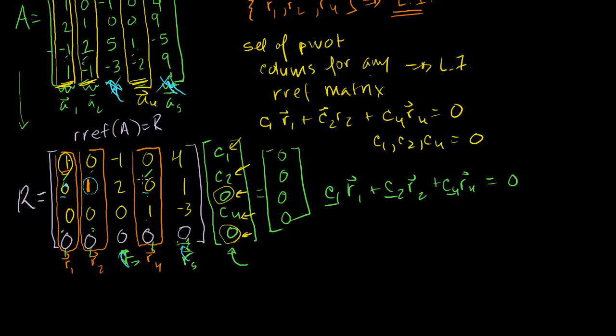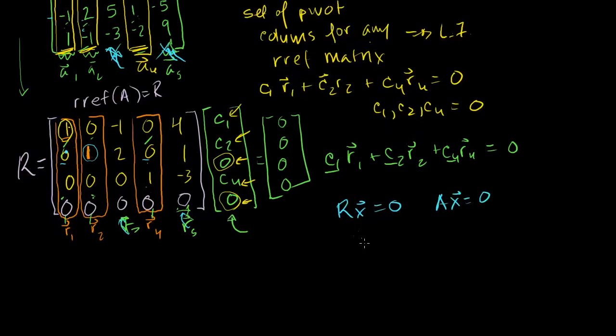Now, the one thing that we've done over and over again, we know that the solution set of this equation, the solution set of Rx equal to 0, is the same as the solution set of Ax equal to 0. Now, how do we know that? Or what do I mean?